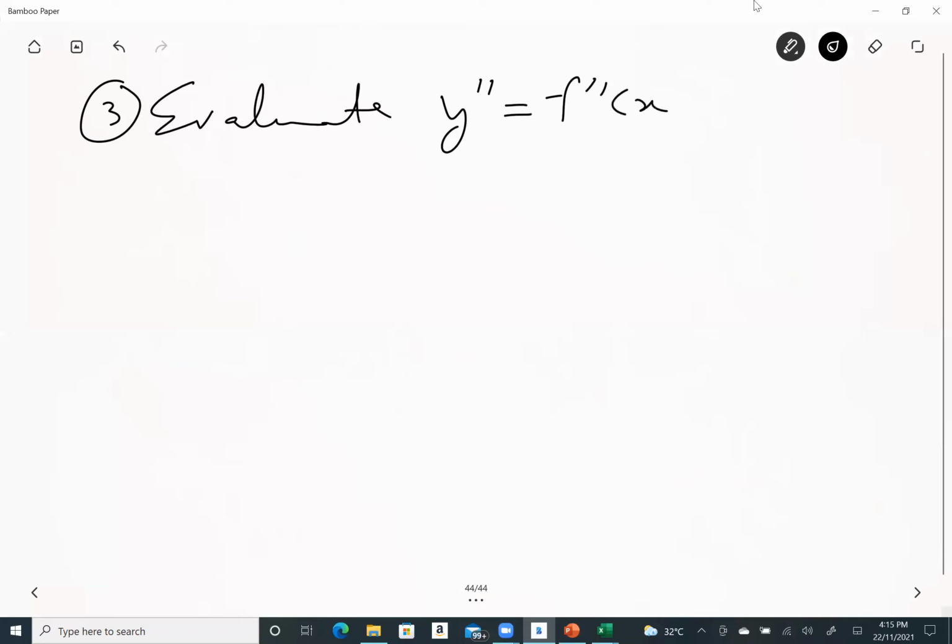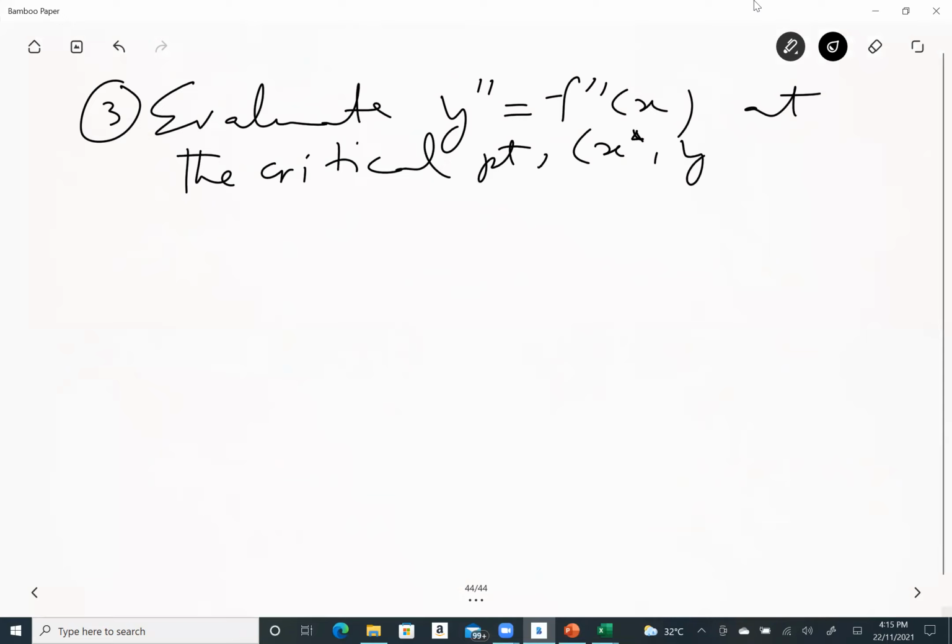So you have the second derivative, y double prime. Now what we do is number 3, we evaluate y double prime equal to f double prime of x at the critical point, x star, y star. When you evaluate a function at a certain point, you get a value.